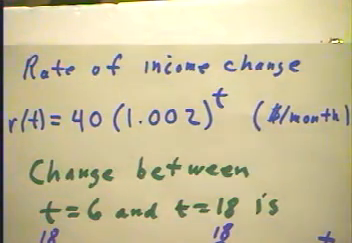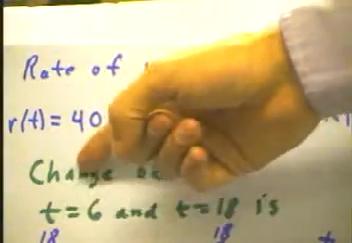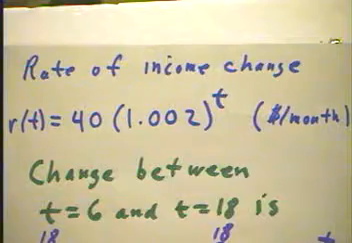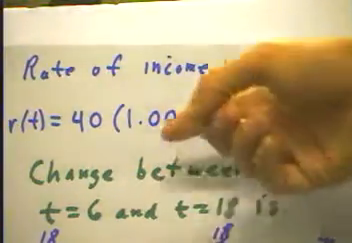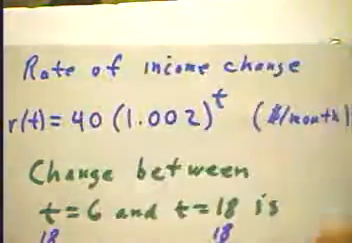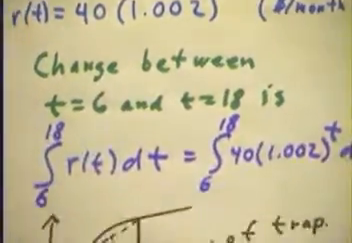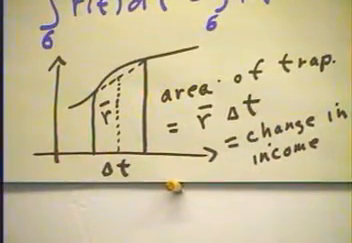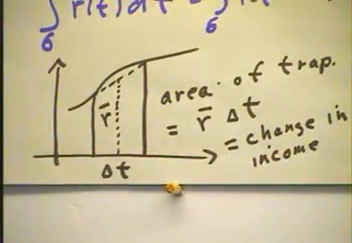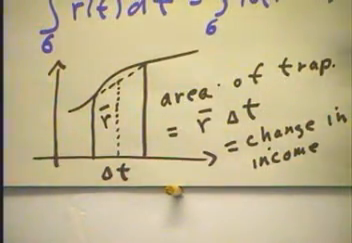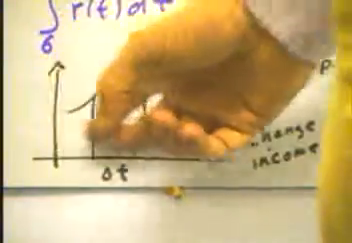Now this is not the same as the problem in the book in that I'm going to ask for the change between t equals 6 and t equals 18. So how are we going to get a handle on what the change in income ought to be between t equals 6 and t equals 18 given this rate function? Well, in order to figure out what's going on here, we want to first interpret the graph of R of t versus t.